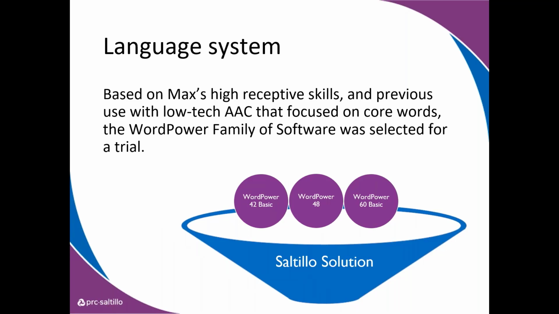Language system-wise, we know that he had those higher receptive skills and he's had access to low-tech core words. The Word Power family makes the most sense then. We have options of Word Power 42 Basic, Word Power 48, and Word Power 60 Basic. The 42 Basic and 60 Basic files are going to have a few features built in to help us combine those words, help him have that predictable logical next words to help start forming phrases and sentences.